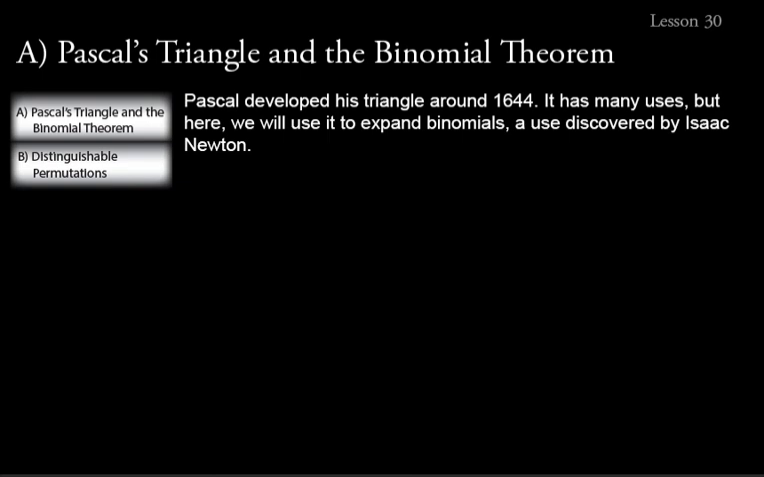A good book that talks about Pascal, Descartes, and other people and how their beliefs and thoughts about God influenced mathematics is called Mathematics Is God Silent by James Nickel. So that's a good history of mathematics book you might be interested in reading. But anyway, Pascal developed his triangle around 1644, and it has many uses, but here we're going to use it to expand binomials, a use discovered by basically the greatest scientist in history, Isaac Newton.